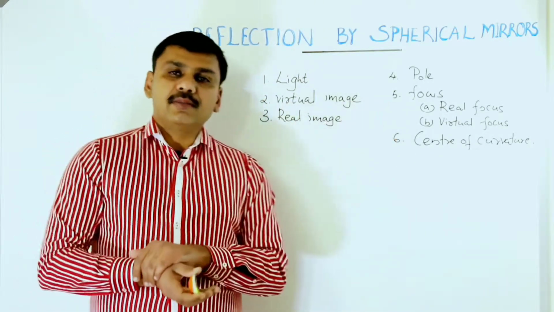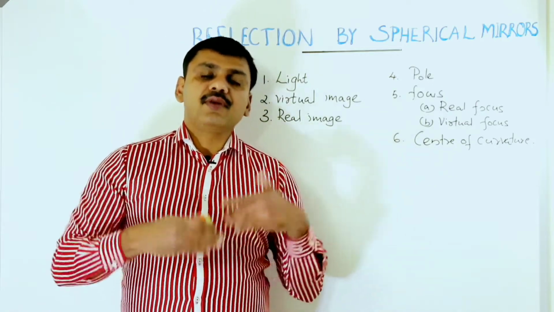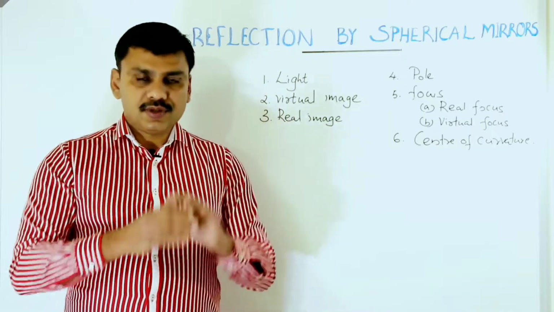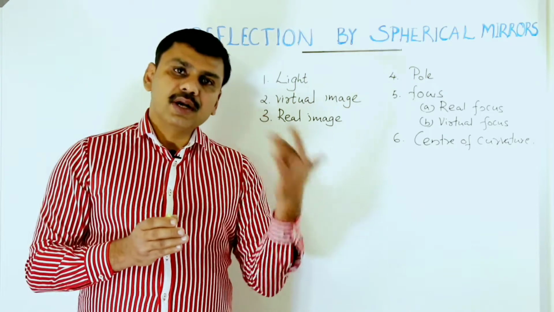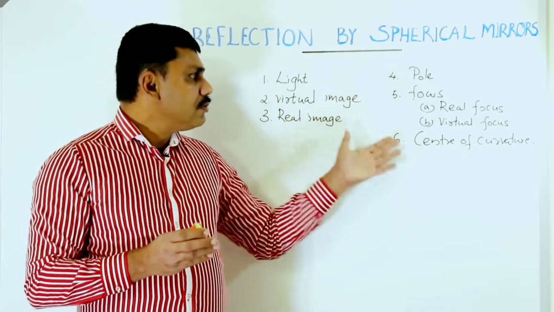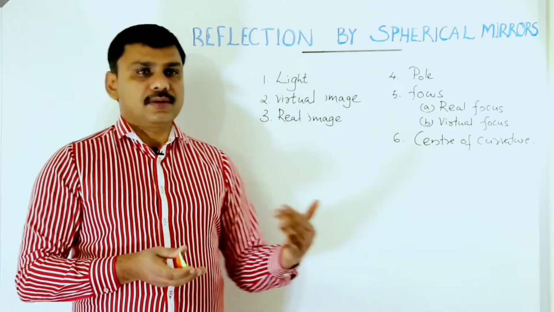Center of curvature means it is the center of the sphere from which the mirror is formed. So these are the important terms related with the convex mirror and the concave mirror.